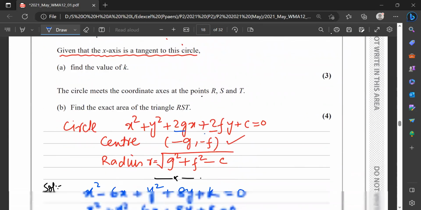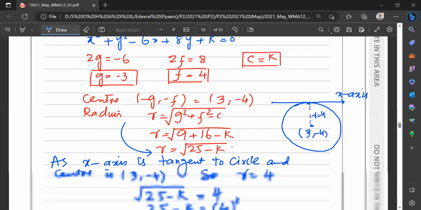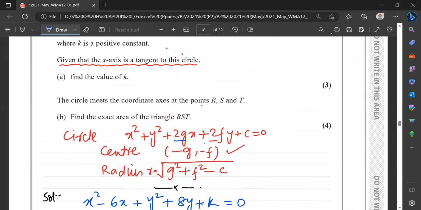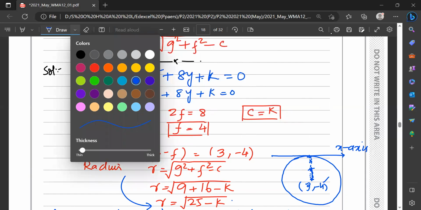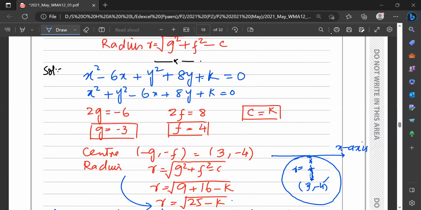Find the value of k. So identify the center and the radius and apply common sense and use the condition that the x-axis is tangent to the circle. So just draw a rough sketch with the center (3, -4) and the x-axis above. The center is 3 units below because of this minus 4, 3 units below the x-axis. So easily you can identify the radius as r equals 4. So after identifying the radius, equate this r equals 4 to the radius which we have calculated in terms of k, which was the square root of 25 minus k, and so you can square and get the answer for the value of k.